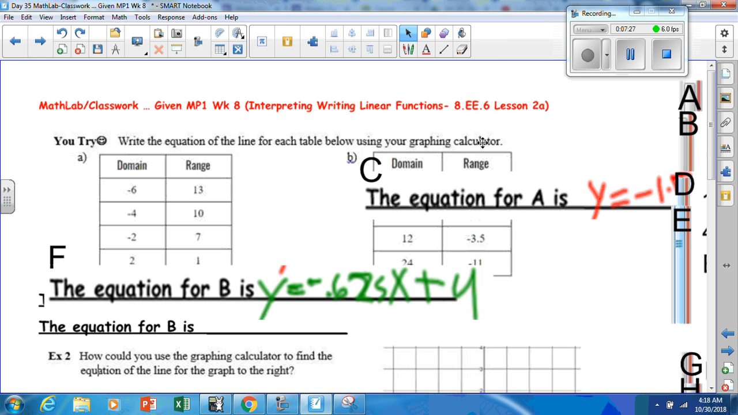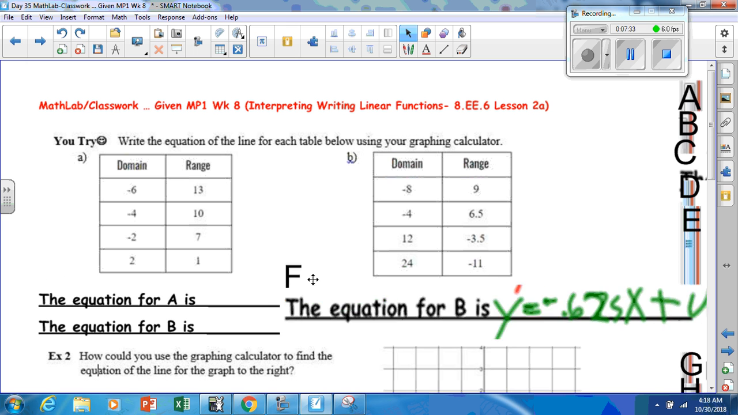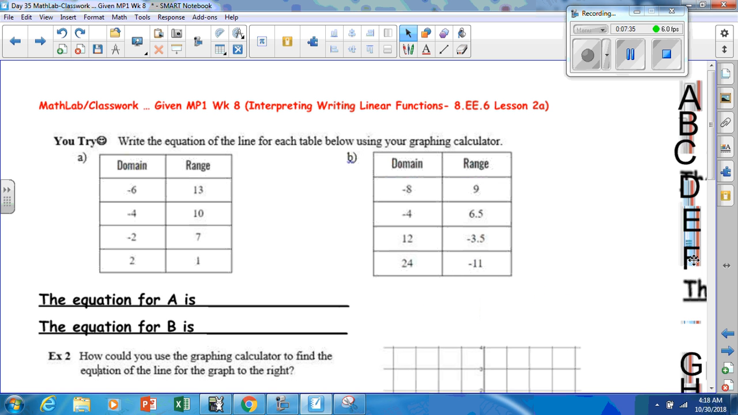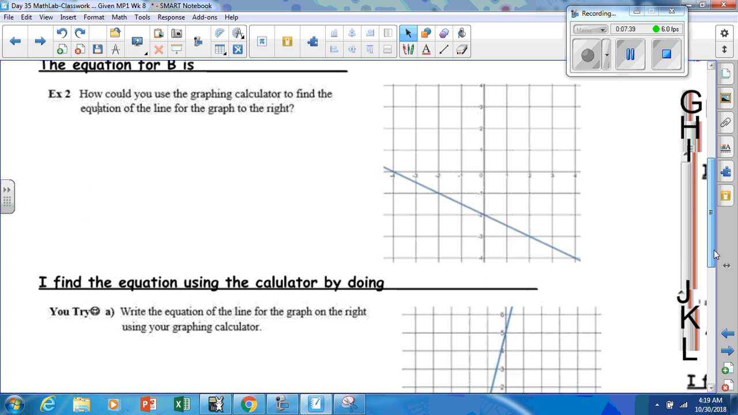Read this to yourself as I read it aloud. How could you use the graphing calculator to find the equation of a line for the graph at the right? Have we done this before? I think we have. Well, first thing that we want to do is we just simply want to pick 2 points. Any points on the line will do.